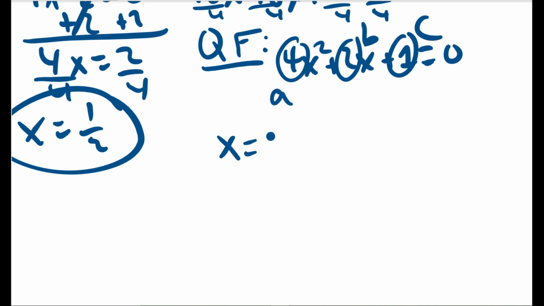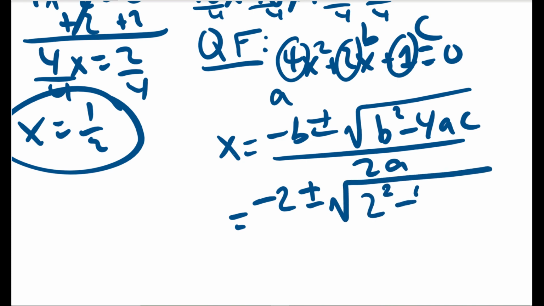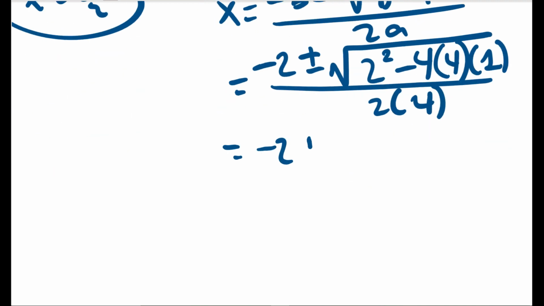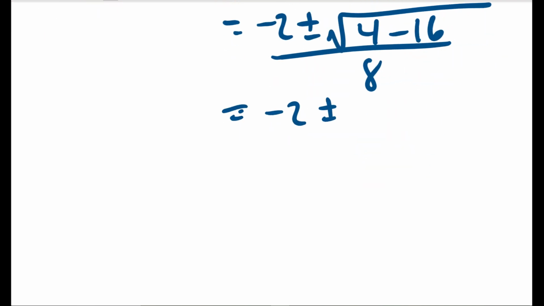The quadratic formula is negative b plus or minus the square root of b squared minus 4ac, over 2a. So let's plug it into that. Negative b plus or minus the square root of b squared minus 4ac, all over 2a. Then we get the numbers. 2 squared is 4. 4 times 4 is 16, over 8. All right, so we have negative 2 plus or minus the square root of negative 12, over 8.